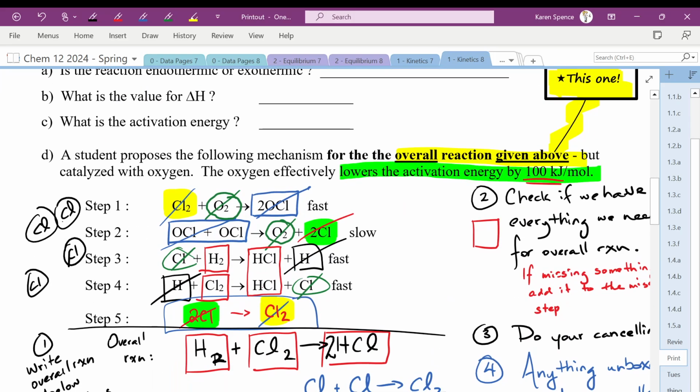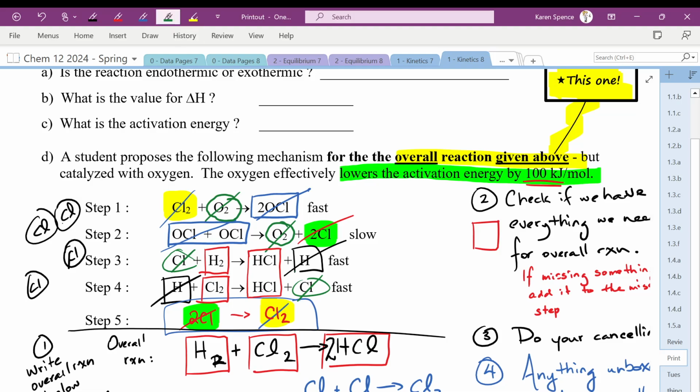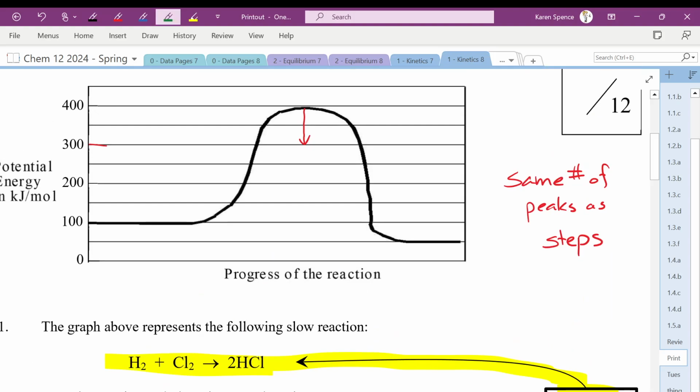5 steps, 5 peaks. Okay? And you should also take note of which is the slow step. That is step number 2. And so that's going to be your highest peak. So you want step 2 to be the highest peak, and it's going to peak at 100 kilojoules below, and then the first peak is going to be shorter. And it really doesn't matter where you put the rest of them, as long as they're shorter than the other one. Okay?